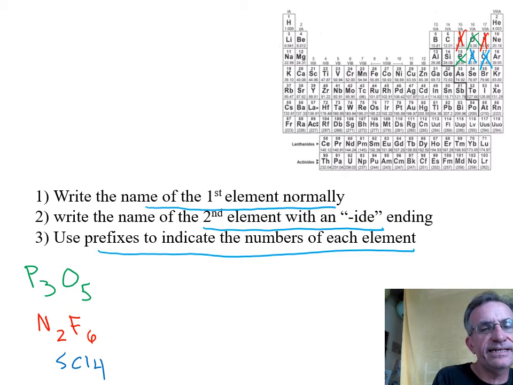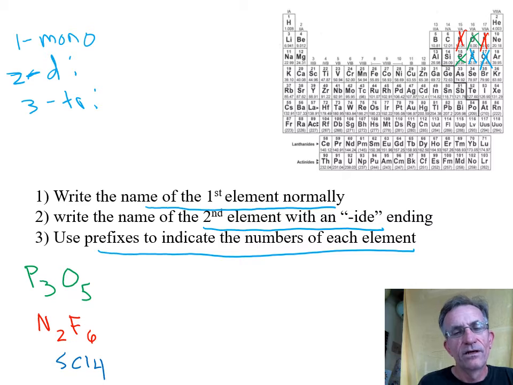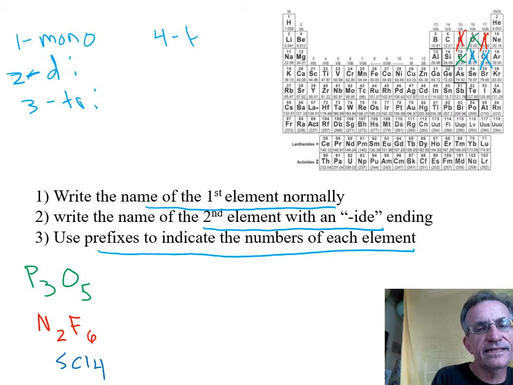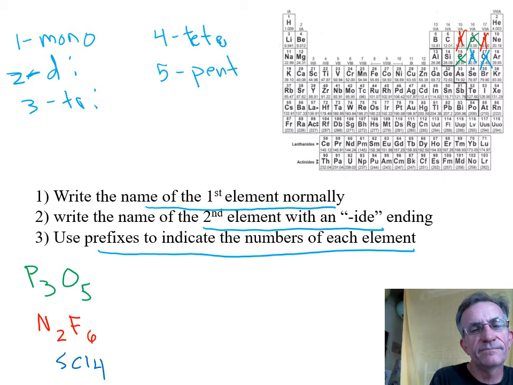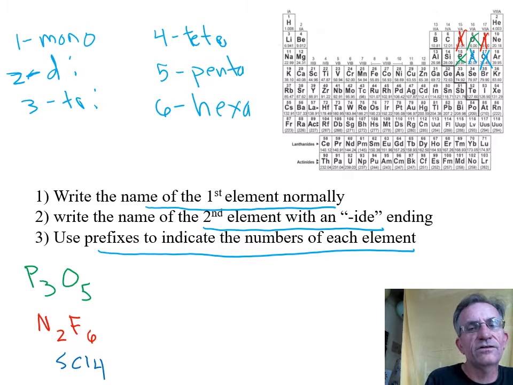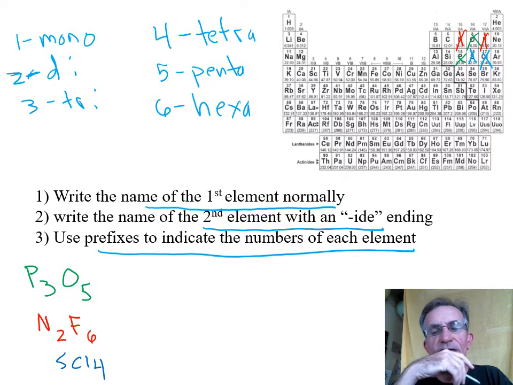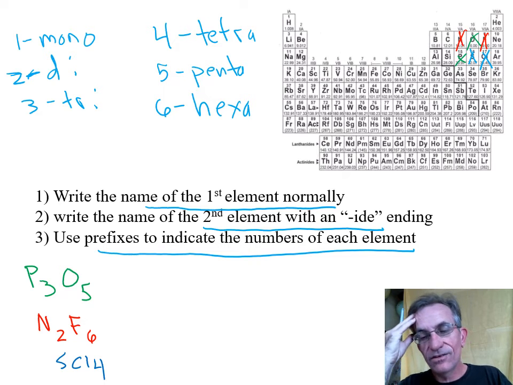If you got 1 of something, 1 is mono. 2 of something, you're going to use the prefix di. 3 of something, you're going to use tri. 4 of something, we use tetra. 5 of something, we use penta. And 6 of something, you use hexa. One of mine is a little hard to read. Let me erase where I wrote 4. We're going to write that one more time so it's a little clearer for you. 4 is tetra, T-E-T-R-A. There you go. So the prefixes are basically the way you tell me the subscripts.